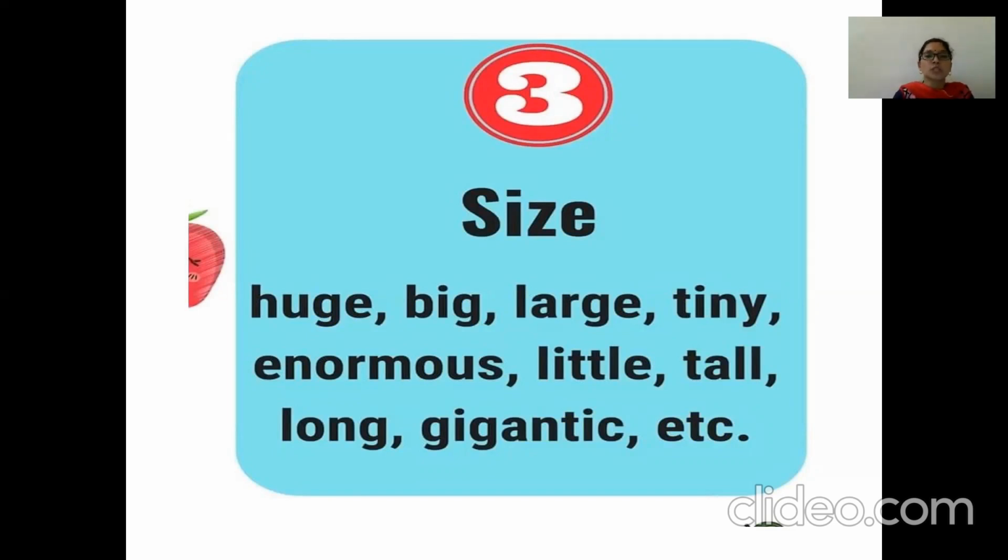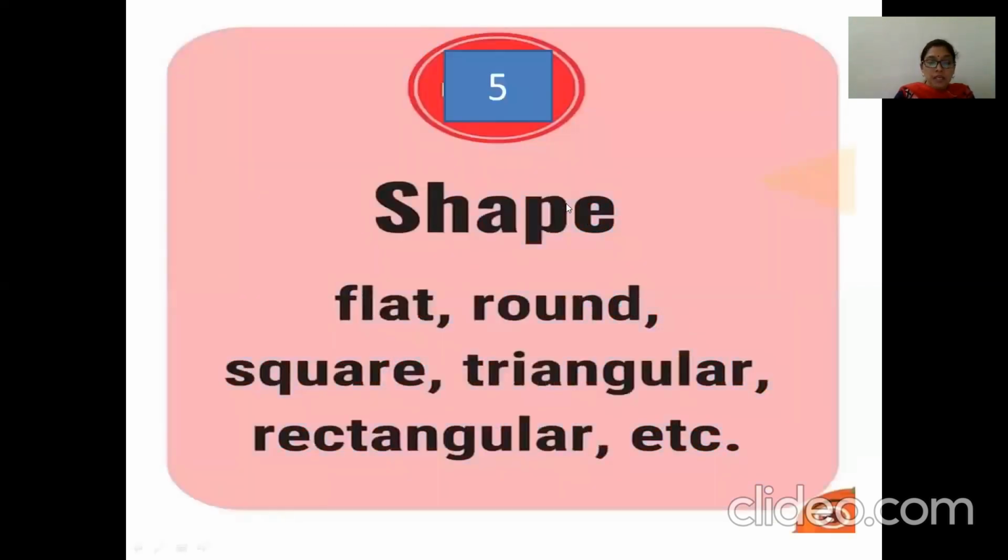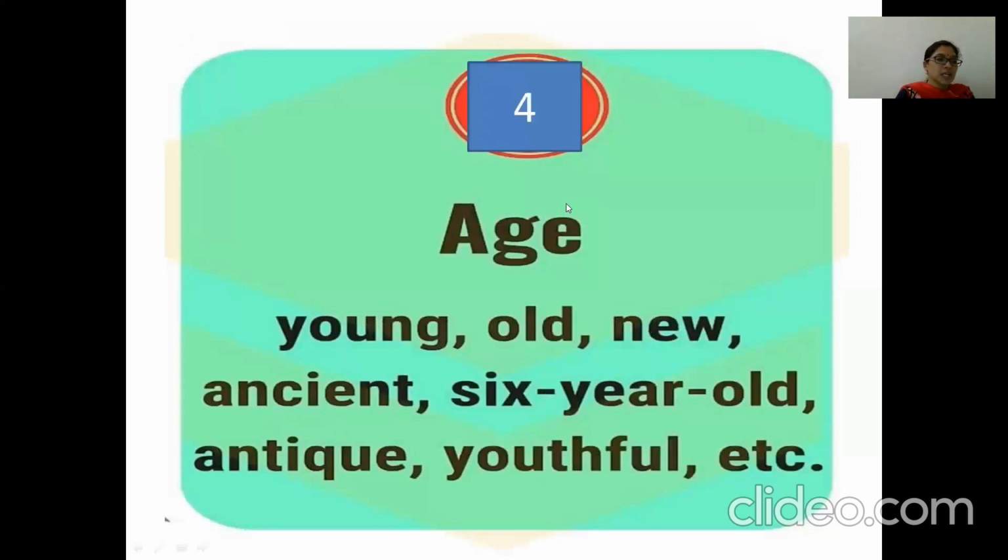Now we will move to the third one. It is size. Size tells us how big or small something is. Huge, big, large, tiny, enormous, little, tall, gigantic, they are all size. Fourth one is age. It tells us how young or old something or someone is. Words used to determine age are young, old, new, ancient, six-year-old, antique, youthful. So these are adjectives used to determine age.